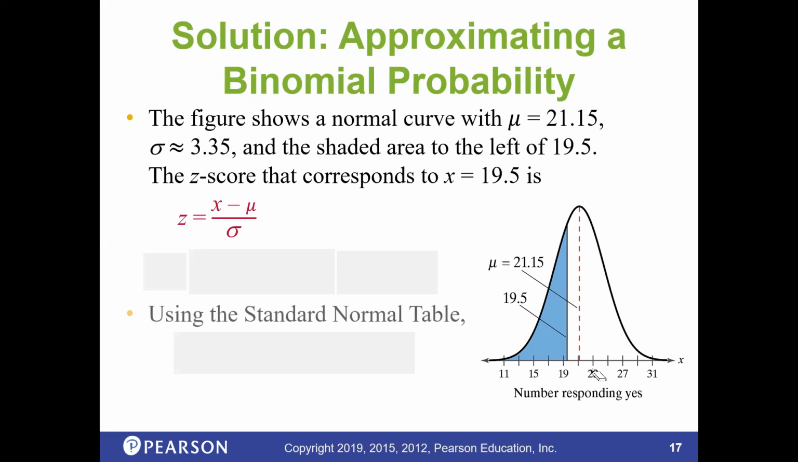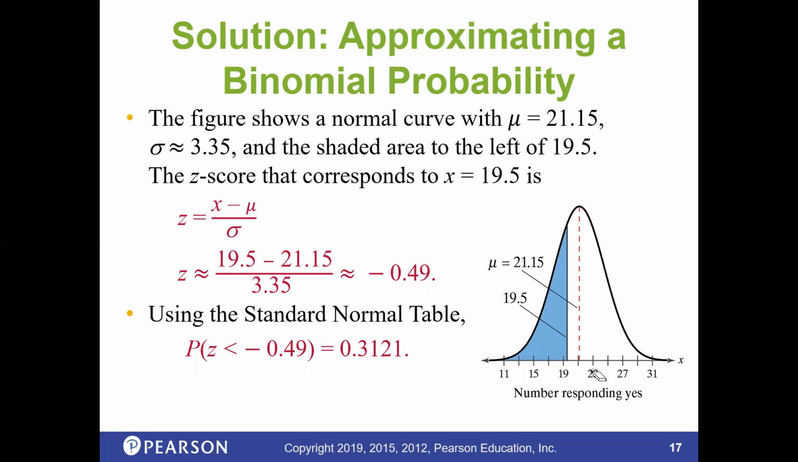Perfect. Okay, so real quick here, you know it's going to have to be negative because it's on the left side of our average. So 19.5 minus 21.15 divided by 3.35 is negative 0.49-ish. Z-scores are usually two decimal places, but that's the way our table is made. Okay, awesome. So you can do it by table. If you do it by table, you're going to find 0.3121. That's the table in the back of your textbook.